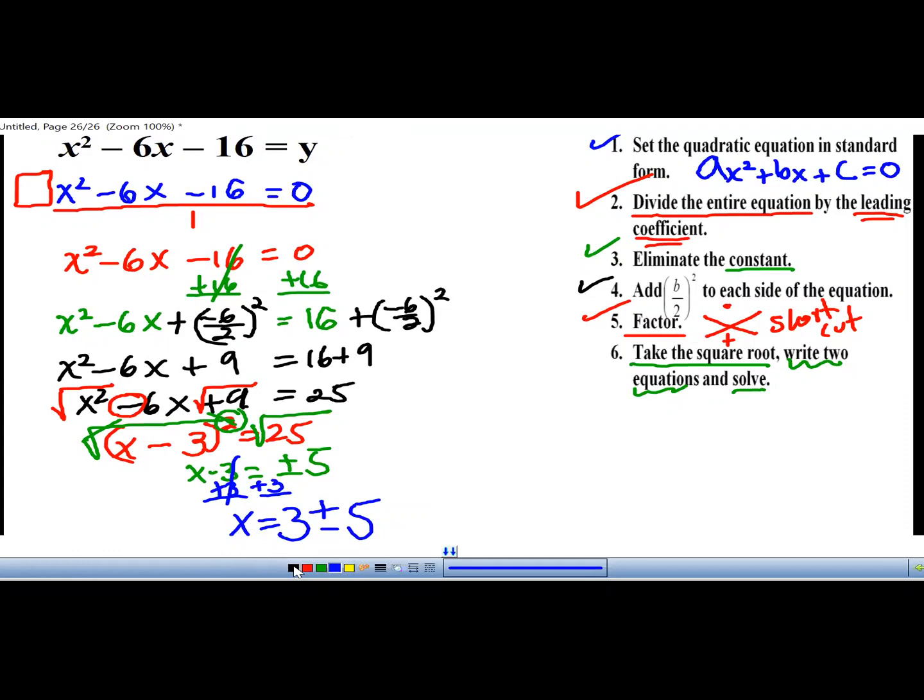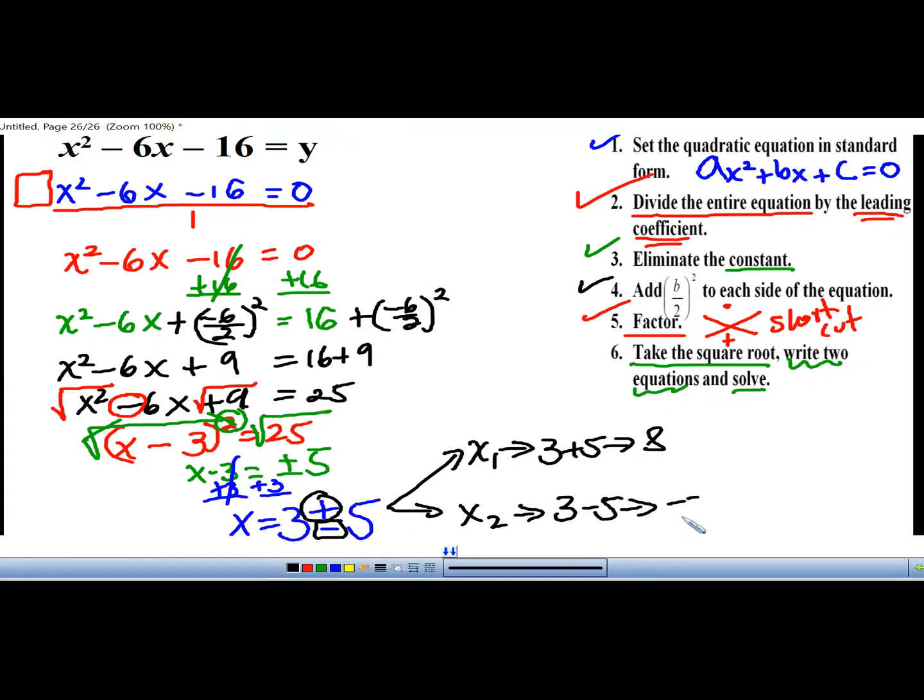Now that I have x by itself, I already solved, I need to write 2 equations. Why 2 equations? X sub 1, what is that? 3 plus 5. Let me write that. 3 plus 5, and what is that? 8. I'm going to write my second one, x sub 2. Why x sub 2? Because we have 3 minus 5. What is 3 minus 5? Negative 2. These are my solutions, also known as x-intercepts, roots, zeros. Copy that, please.